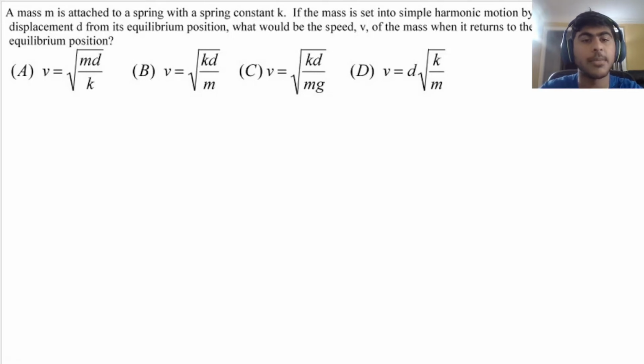A mass m is attached to a spring with a spring constant k. The mass is set into simple harmonic motion by a displacement d from its equilibrium position. What would be the speed v of the mass when it returns to the equilibrium position?